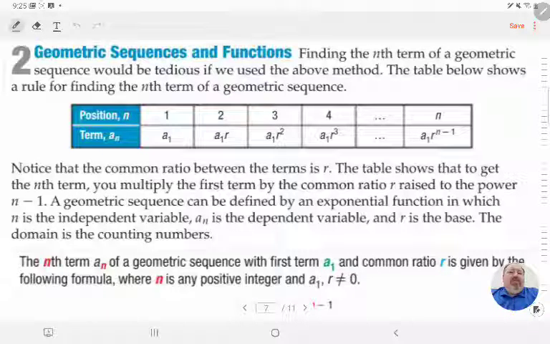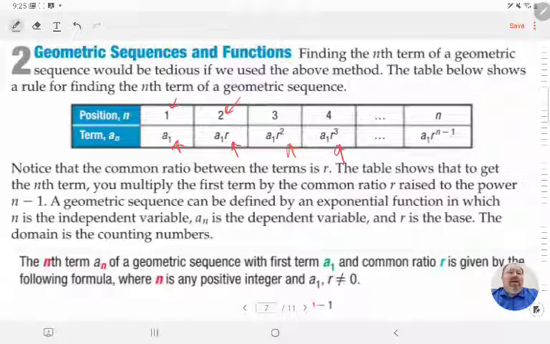So the table below shows the rule for finding the nth term of a geometric sequence. The first term would be A subscript 1. To find the second number in the sequence, it would be A subscript 1, the first number, times your common ratio. For the third one, you're going to do A subscript 1 times R squared. For the fourth one, A subscript 1 times R cubed. And you would keep going like that.